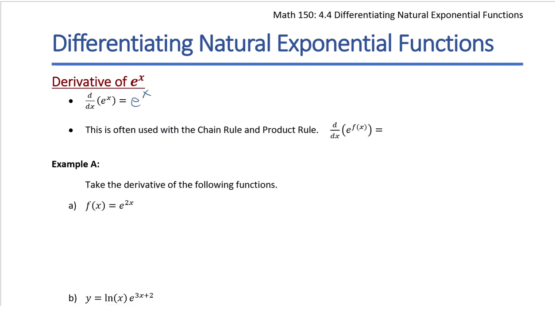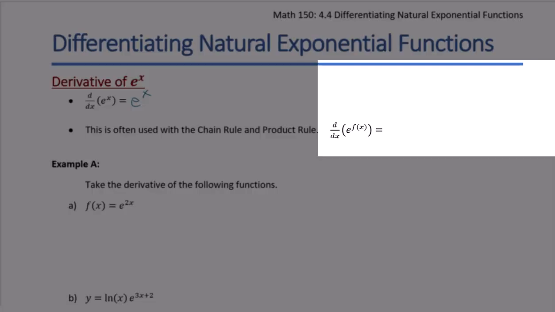When we're dealing with natural exponential functions, it is often taken the derivative along with the chain rule and the product rule. For example, for the chain rule, if we recall, the derivative of a function within a function would be the derivative of the outside function, leaving the input function the same, times the derivative of the input function.